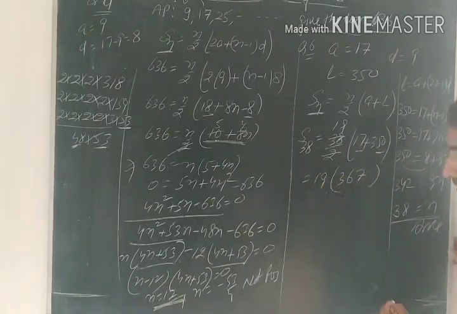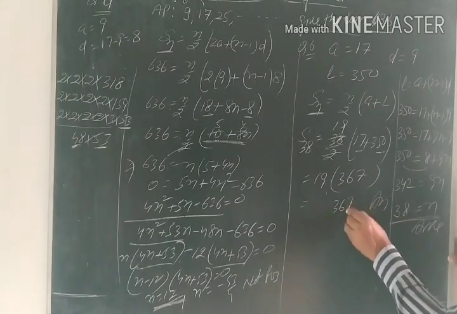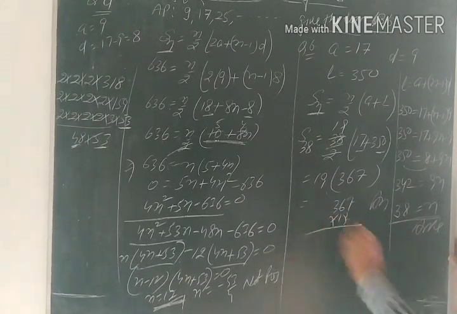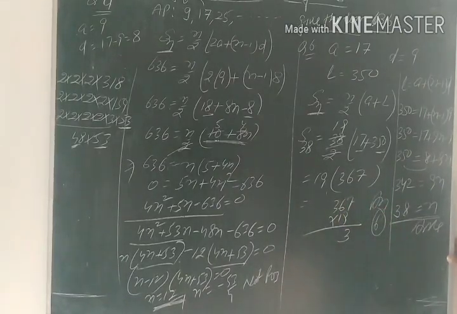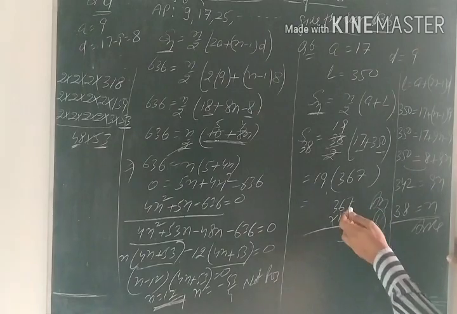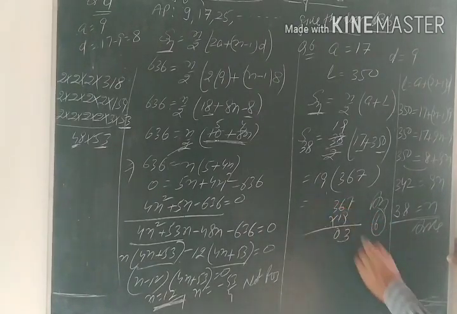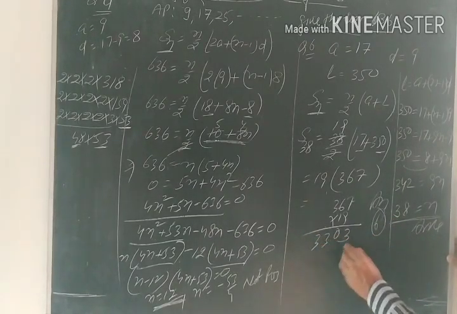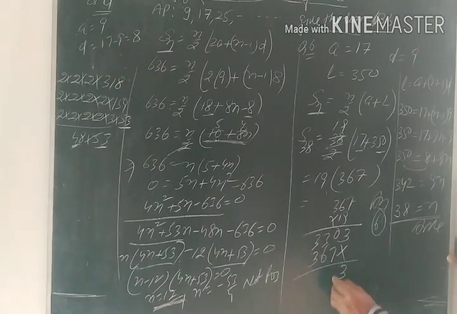350 + 17 is 367. Now multiply these two numbers and get the answer. 367 multiplied by 19. 9 7s are 63, 9 6s are 54, and this one is 60. Again 6, 9 is 27, 27 over 6. And this one is 6973.